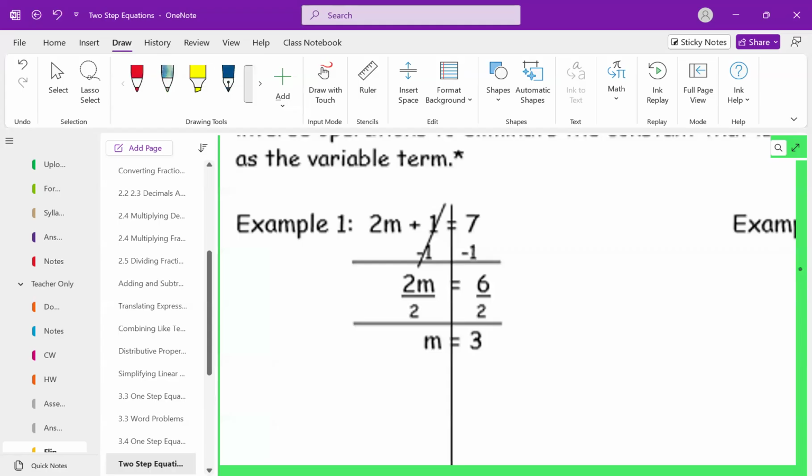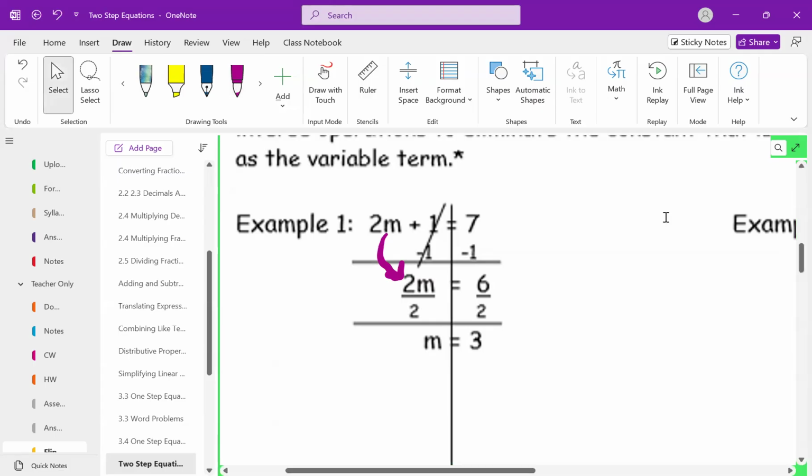Once we do that, the 2m will come down into the next step. 7 minus 1 is 6, and then we'll divide by 2. It ends up being a one-step equation, and we solve to get our answer.